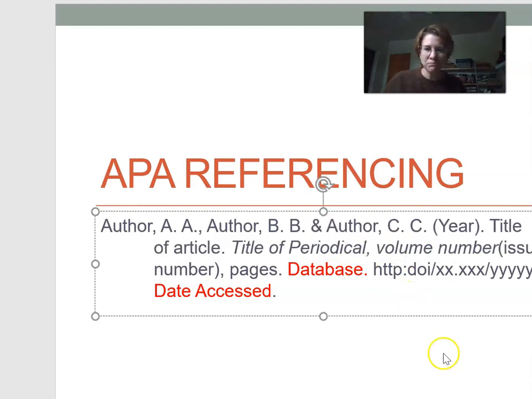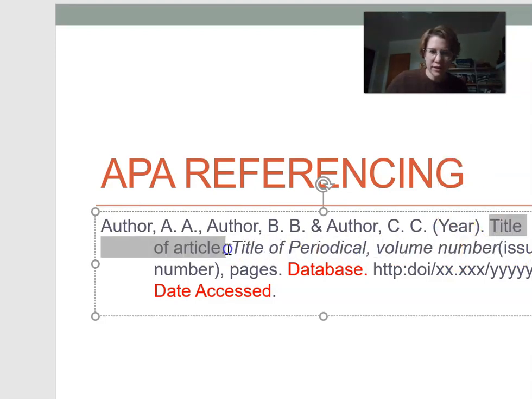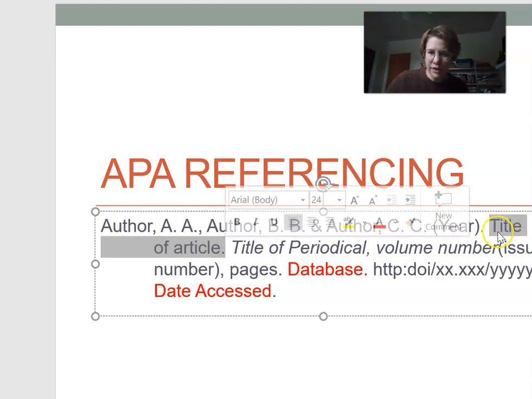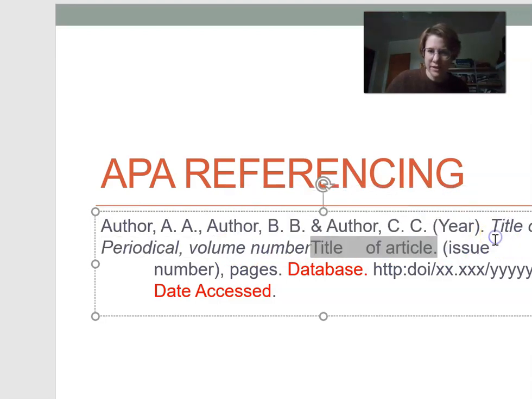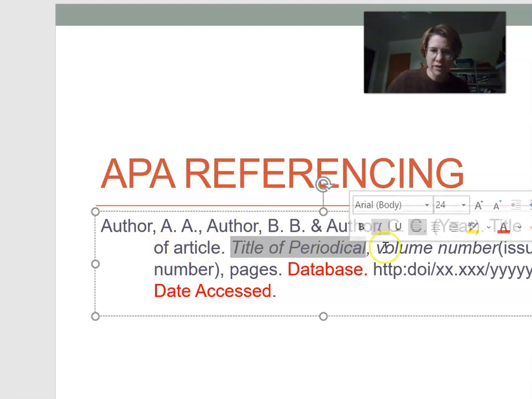So if you have 3 authors, then you use the year of publication, so when this article was published. Then the title of the article, and there are no quotation marks around it or anything, and the first letter is capitalized, but everything else is not capitalized. And then we get to the title of the periodical. This is your journal title, and it is italicized, and all major words are capitalized for this one.